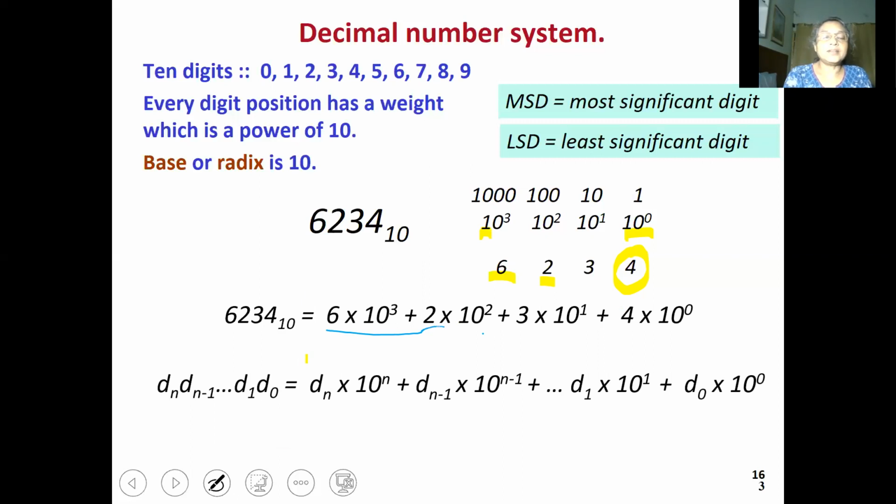So in general, for a decimal number of n digits, the ith digit has a positional weight of 10 to the power i, and we can find the value of the number by multiplying the ith digit with the positional value of the ith digit and adding up these values for the different digits.